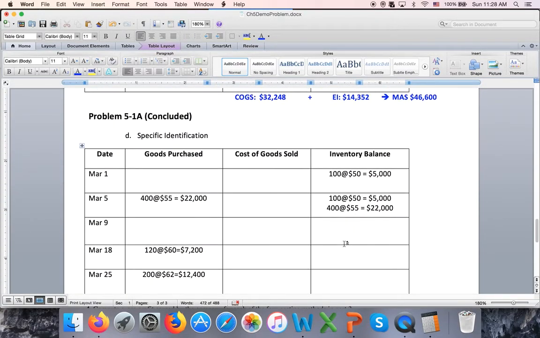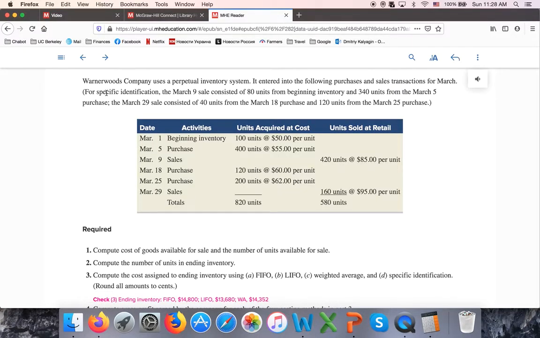Guys, for specific ID, we will use specific ID only for types of merchandise that are very unique, where you can really specifically identify each item you sell. Usually if you sell antique cars or customized houses or anything really expensive, customized jewelry, you might be using specific identification. So the problem has to tell you which items are sold. So if I look right here, it says for specific identification, the March 9th sale consists of 80 units from beginning inventory, 340 units from the March 5th purchase. So there's no logic. They tell you 80 units and 340 units.